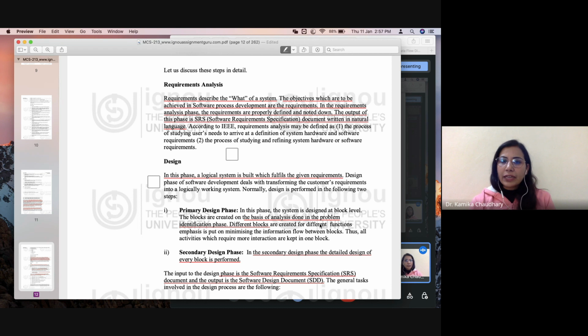Basically, it is of two types. We have the primary design phase and the secondary design phase, right? In the primary design phase, the software system is developed at the block level. Blocks we can understand as modules, right? It means the entire system is broken down into pieces. We cannot work on the entire software system at once. We don't do it like that. We always try to follow the divide and conquer approach. You must have heard about the divide and conquer approach.